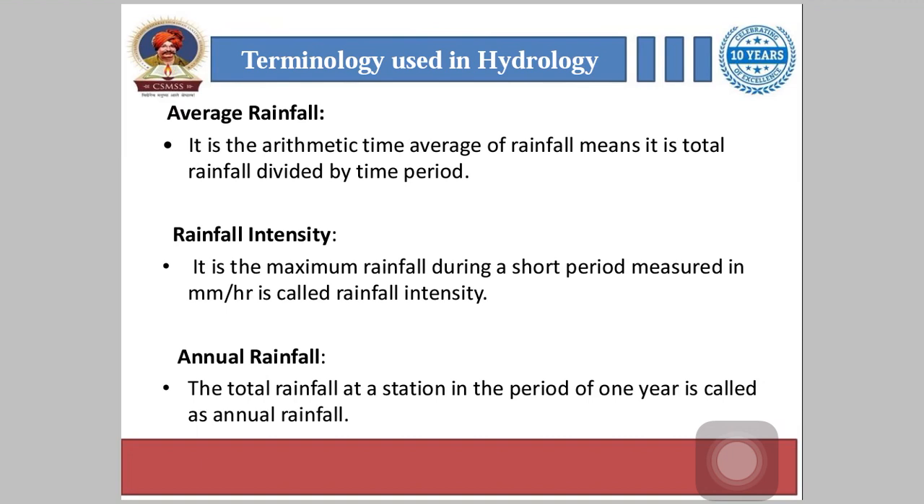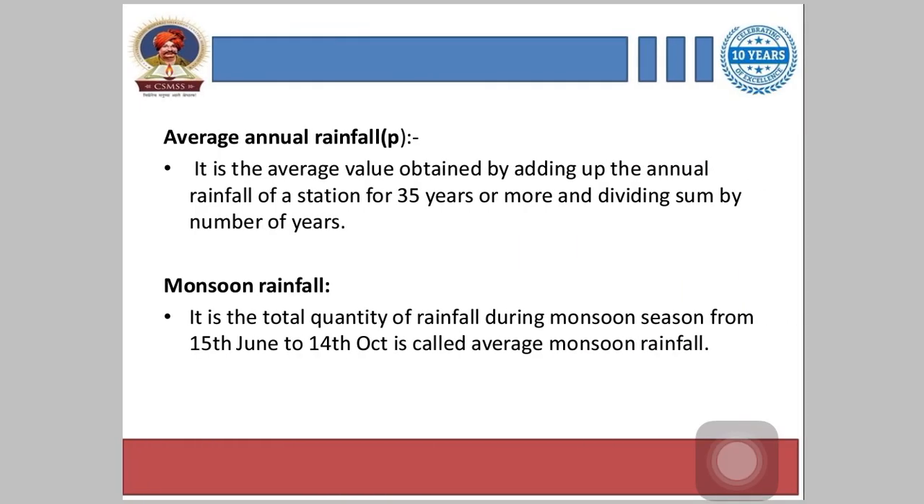Next is rainfall intensity. Rainfall intensity is the maximum rainfall during a short period. It is measured in mm per hour and is called rainfall intensity. And next is annual rainfall. Annual rainfall is the total rainfall at a station in the period of 1 year.